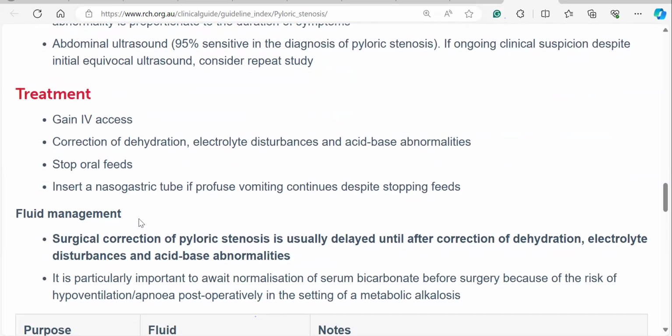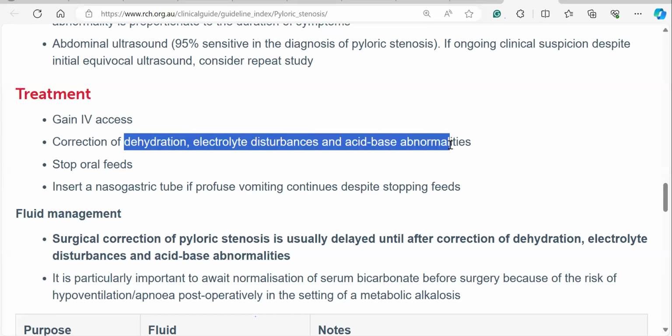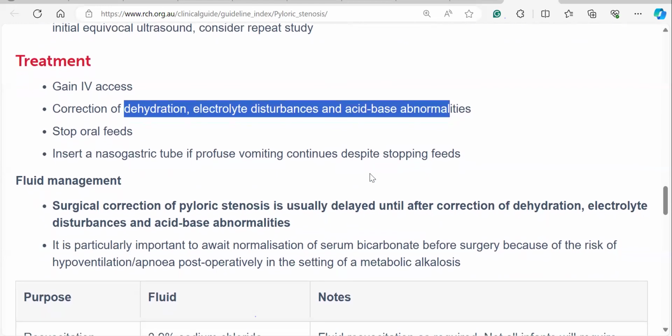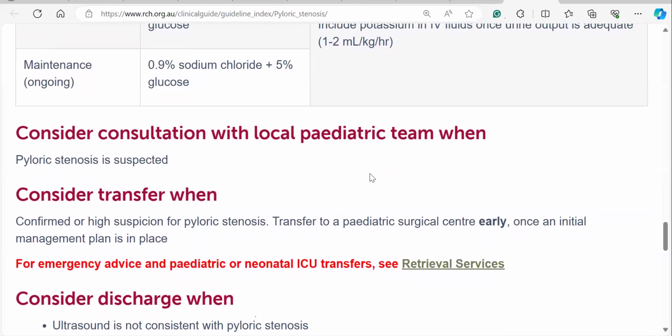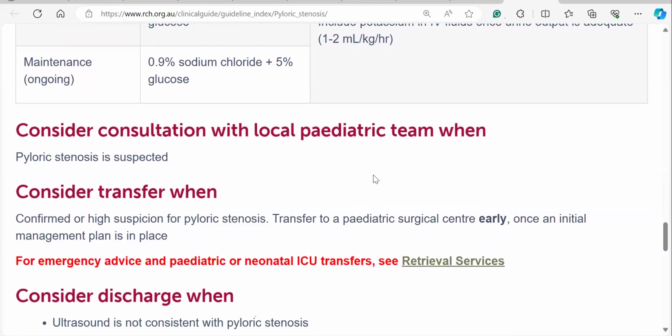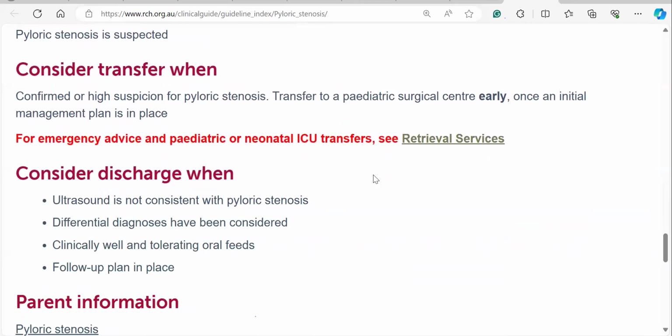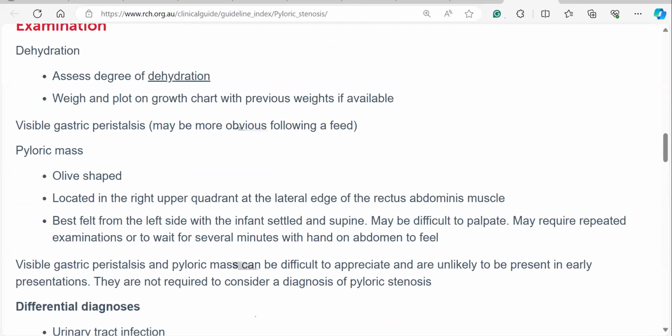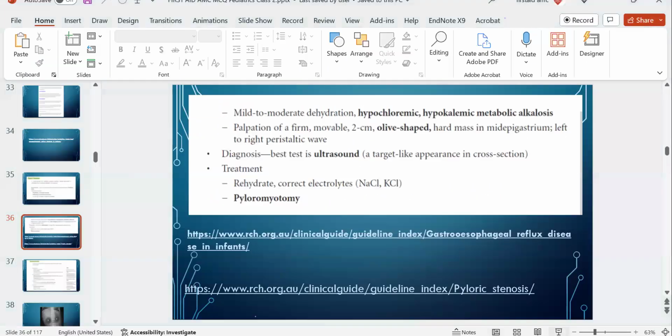Treatment. The first-line treatment is to stabilize the child. So IV fluid, stop feeding and put in an NG tube if the child is having continuous vomiting. But the main thing is IV fluid and correction of dehydration and electrolyte imbalance. Once the child is stable, then the treatment will be surgery. Okay, so repair of this stenosis is the main treatment. Okay, so that's about pyloric stenosis.